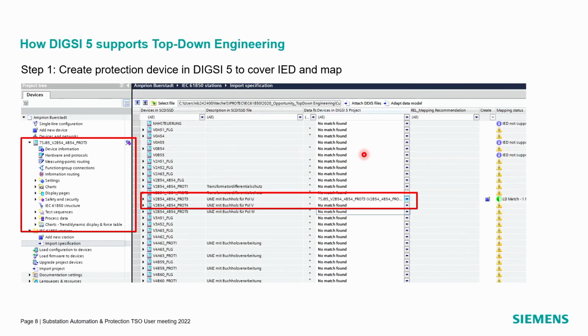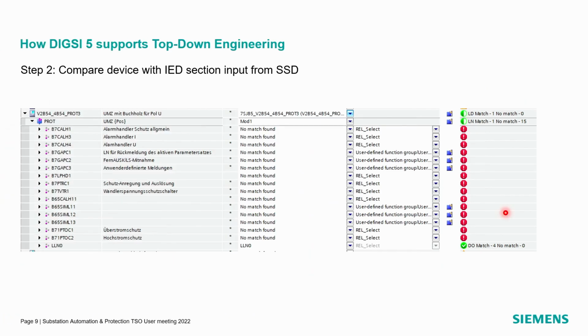Let's see first in theory how that can work. Here I have created a device which matches hopefully the requirements here, and I have mapped it here. And DIGSI in the first shot gives a partial green symbol, so that means a part of the logical nodes match, other parts may not match, and DIGSI supports now in detail to fill in the gaps here.